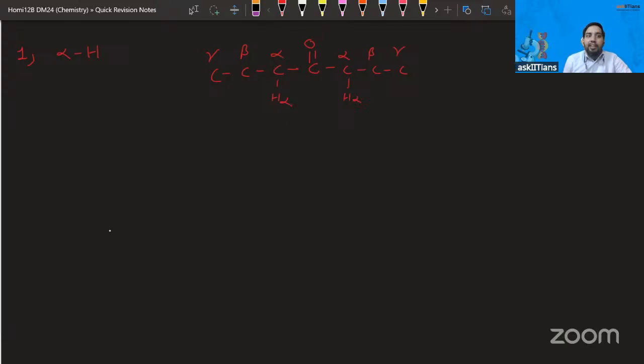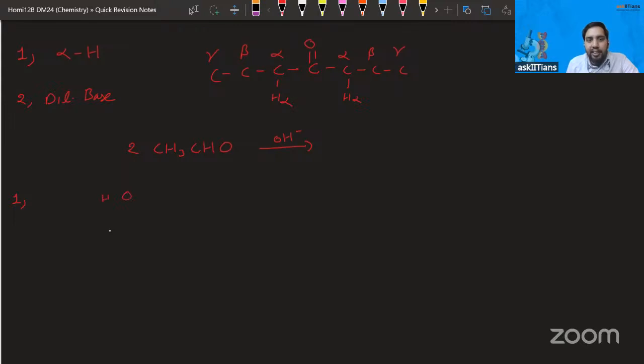So the presence of alpha hydrogen is a must, and the second condition is a dilute base. Dilute NaOH or KOH we have to take. So how does the reaction proceed? We take 2 moles of any carbonyl compound which has alpha hydrogen, CH3CHO, and react it with OH negative. There can be 2 types of questions: to write the product, or to explain the mechanism. In the mechanism, the first step is to obtain a carbanion which acts as a nucleophile.